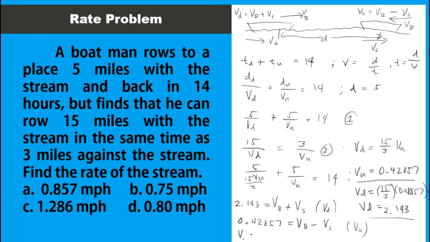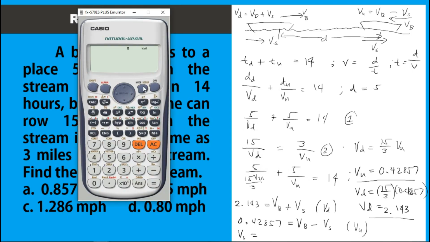So we can use our calculator for these two equations, two unknowns. We have mode equation, so that is mode 5, and for two equations, two unknowns, you can use this one. The a sub n corresponds to the coefficient of the first variable, in this case v sub b. The b sub n corresponds to the coefficient of the second variable, in this case v sub s. The c sub n is the constant, so in this case you have 2.143 and 0.42857.